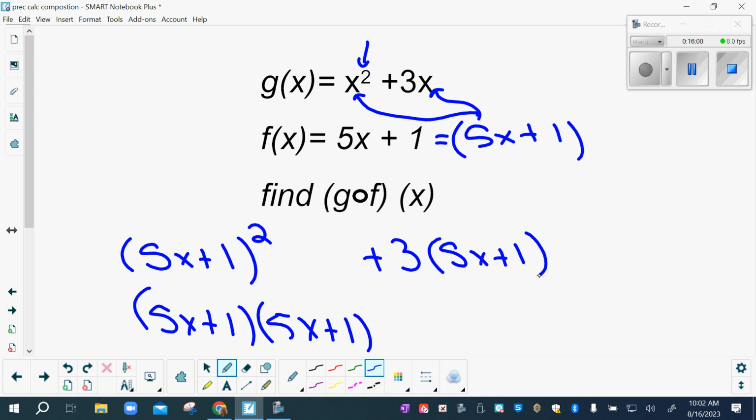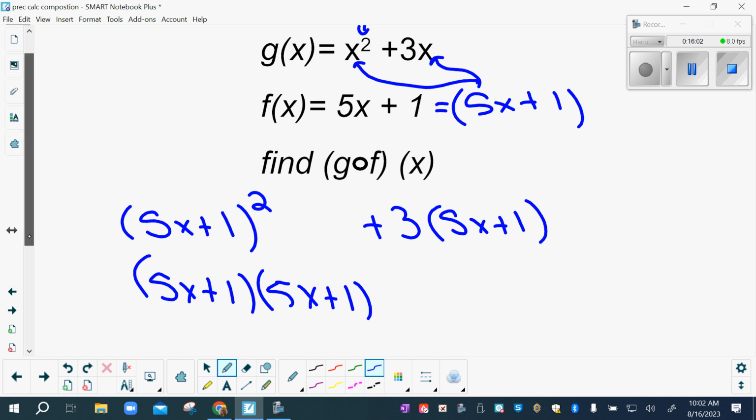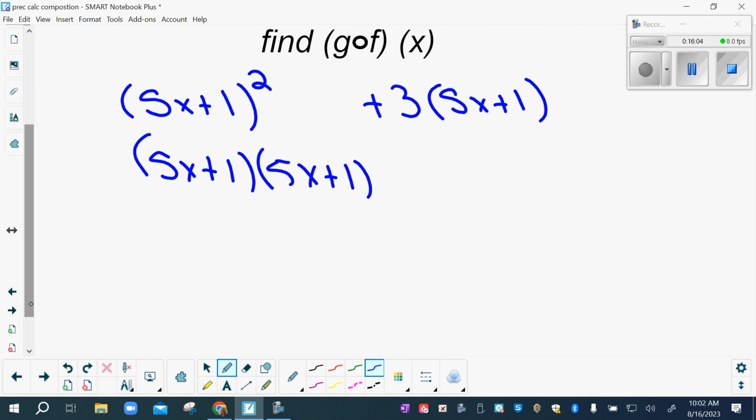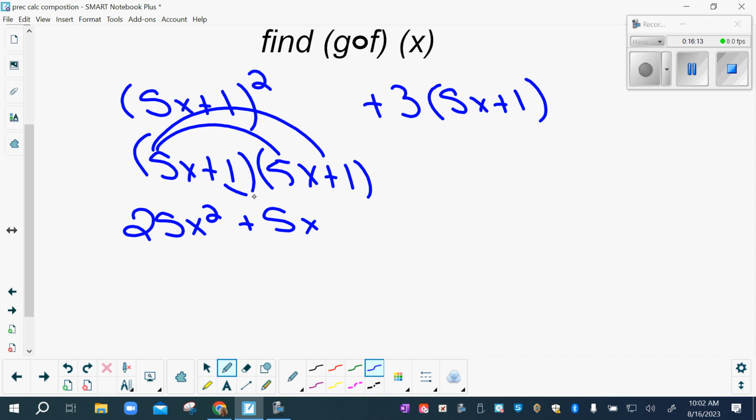Hey, wow. So here we go. Little claw action. 25x squared plus 5x plus 5x plus 1. Hey, don't forget 1 times 1. 1, not 2. Don't forget this guy.